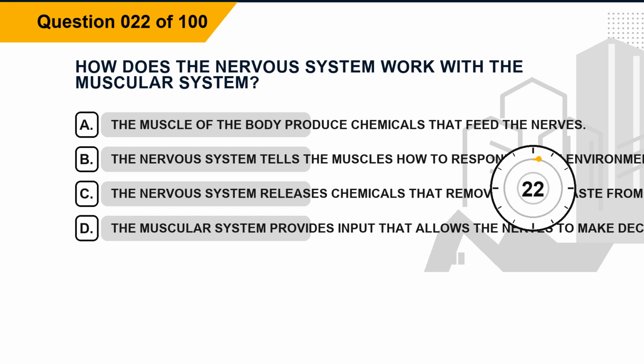Question 22. How does the nervous system work with the muscular system? Option A. The muscles of the body produce chemicals that feed the nerves. Option B. The nervous system tells the muscles how to respond to the environment. Option C. The nervous system releases chemicals that remove excess waste from the muscles. Option D. The muscular system provides input that allows the nerves to make decisions.